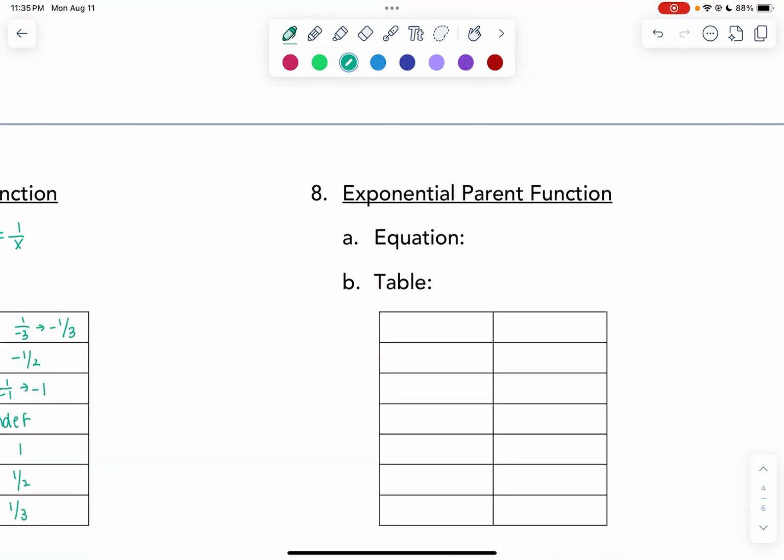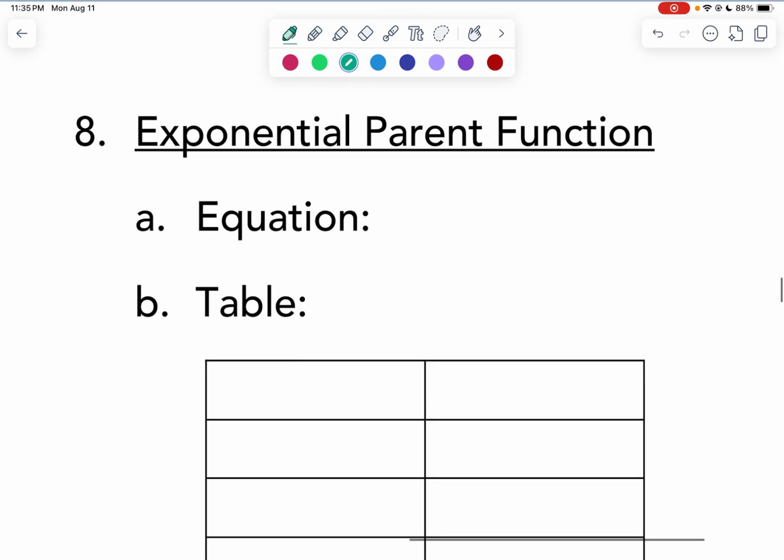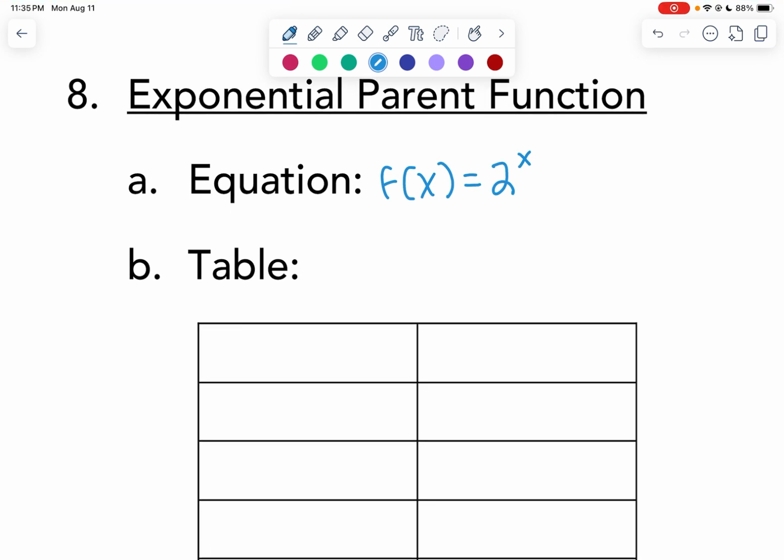Now, our exponential parent function is just a base with an exponent. We could use 2, we could use e, which we'll talk about later. We can use 10, but for now, I'm going to go ahead and just use 2. So our exponential parent function is f of x equals 2 to the power of x. Now, you can have negative exponents. If you have 2 to the power of negative 3, what that means is 1 over 2 to the positive 3, and we said that 2 cubed was 8. So you can have an input of negative 3.